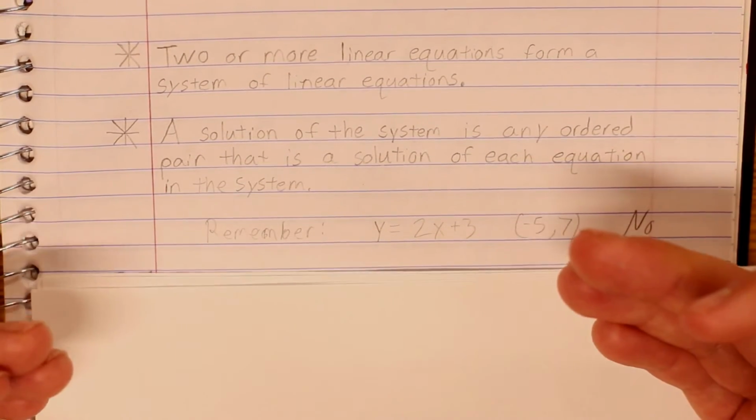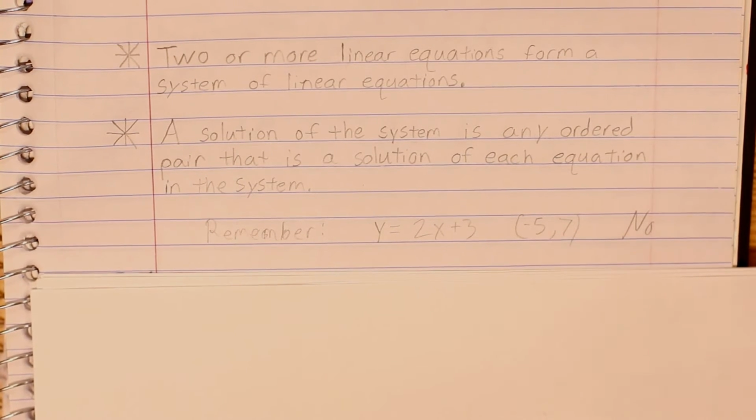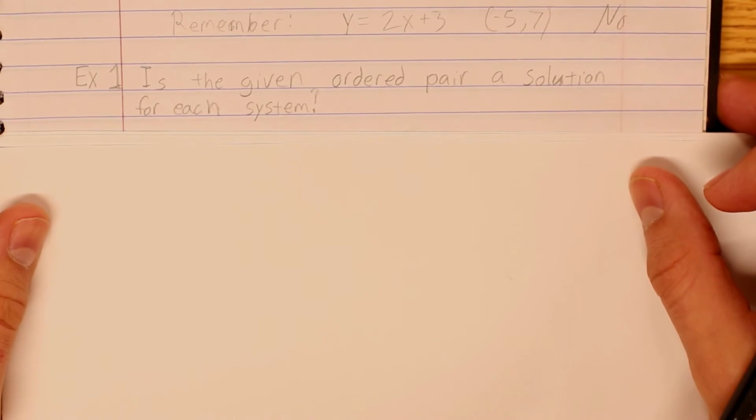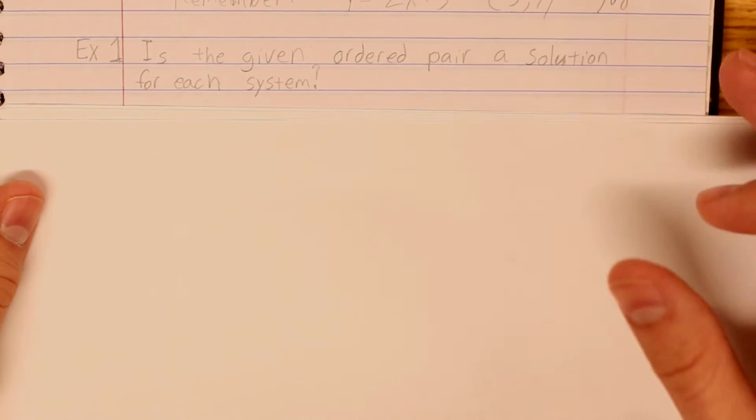So what we're going to do now is just do it with a system, which isn't very complicated. So for example 1, the question is the given ordered pair a solution for each system?